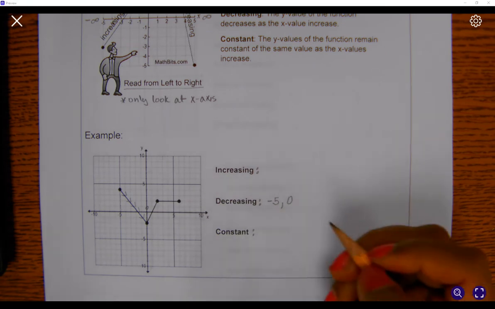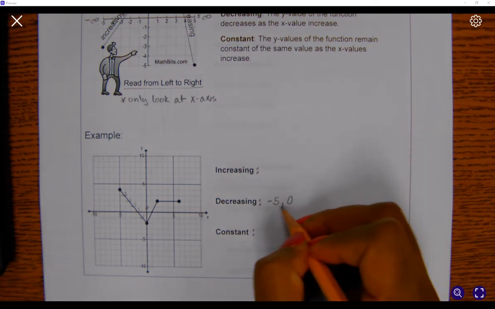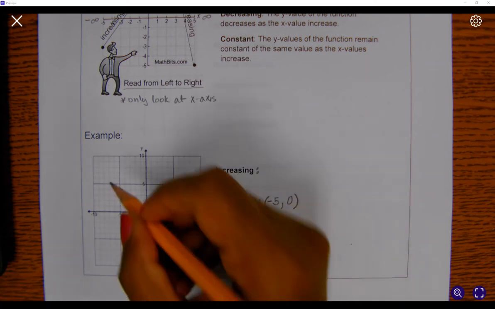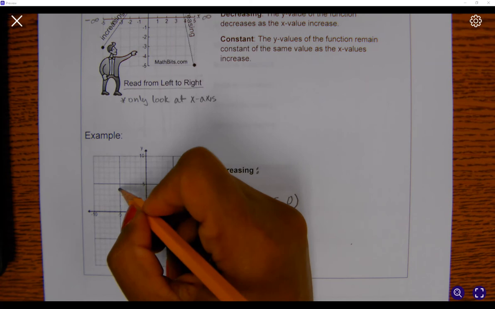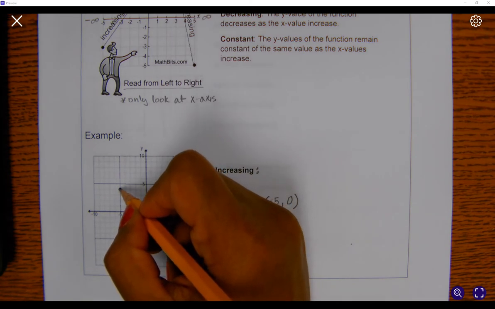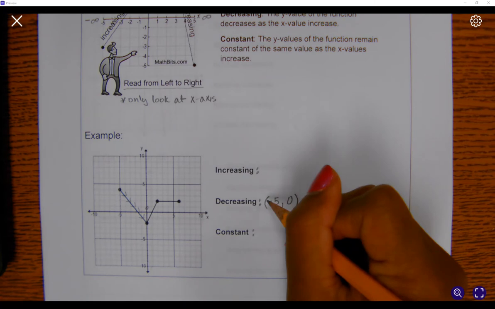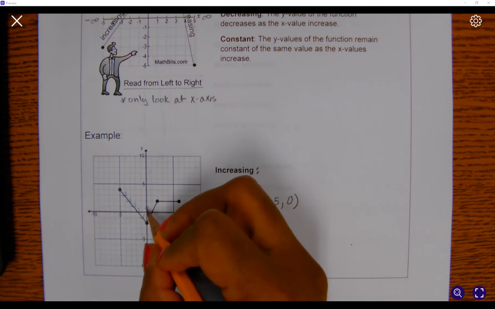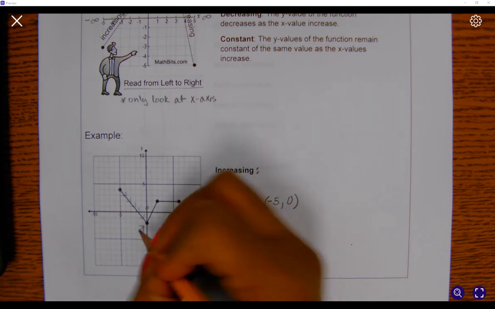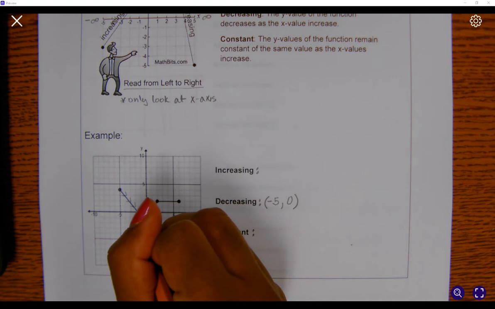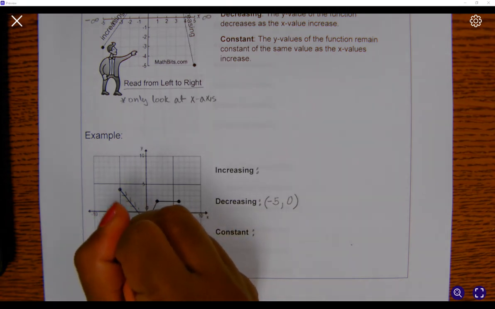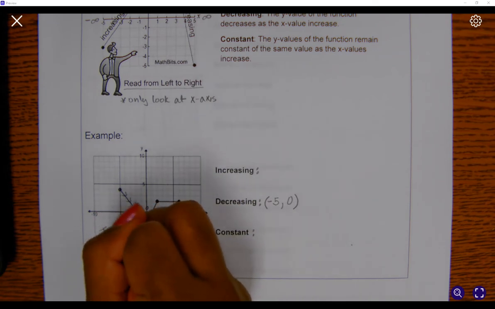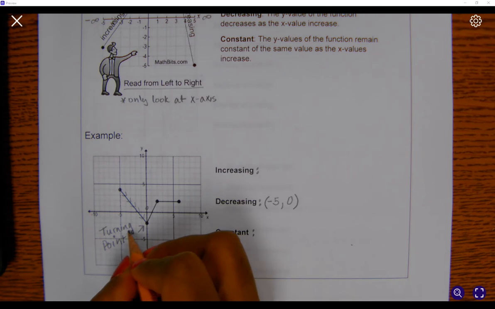until 0. When we're looking at increasing and decreasing intervals, we always put open parentheses, because at this point it's not increasing or decreasing. Even though it's closed, for increasing and decreasing we always use open circles. And then at 0 it changes. This point where it changes, we call them either turning points, where your function is turning from increasing to decreasing, or we call them critical points.